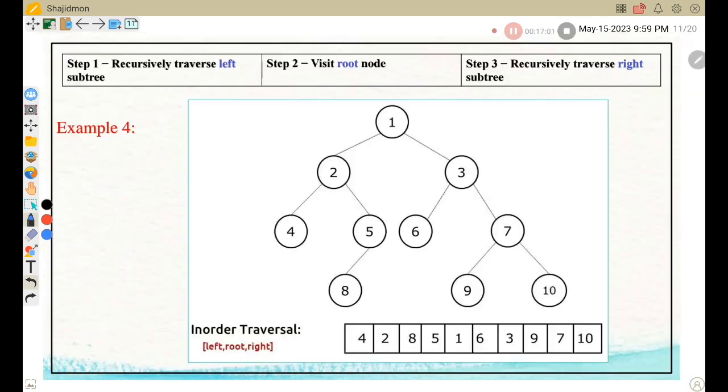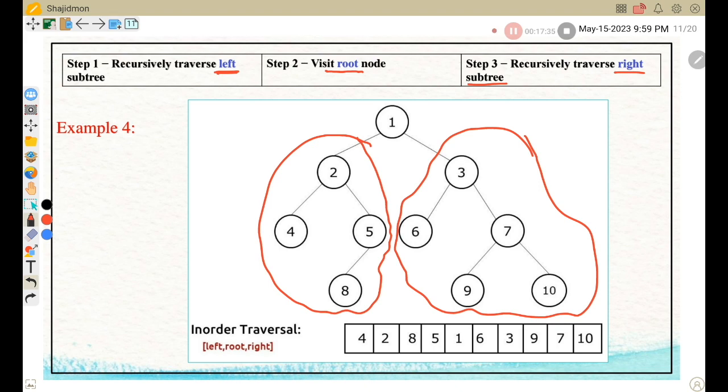So we will do one more question here. You can see example number 4. What are the steps we discussed here? First we need to traverse the left subtree in order, and then the main root vertex. After that, recursively traverse the right subtree in order, correct? So we will go to that one. This is the tree here. This is the left subtree and this is the right subtree, correct? And this is the root vertex, the main vertex.